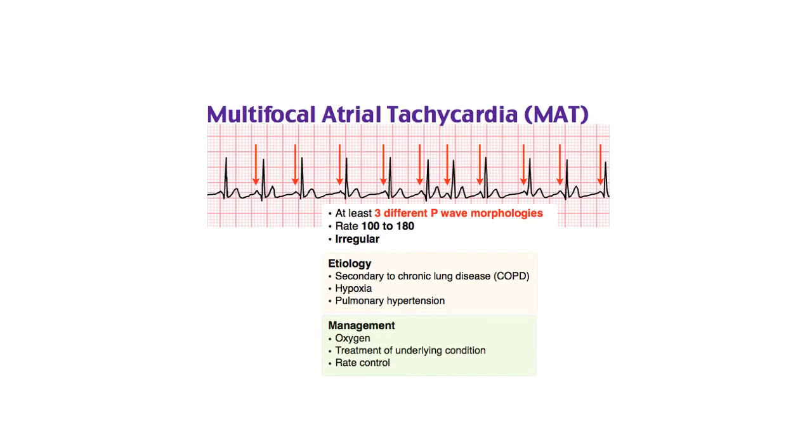So we talked about multifocal atrial tachycardia. You need to see at least 3 different P-wave morphologies. Your rate can be anywhere from 100 to 180. You're irregular. It's almost always secondary to lung disease, so COPD, pulmonary hypertension. And management is just going to be treatment of the underlying condition, and you can use some rate control with a beta blocker or a calcium channel blocker.